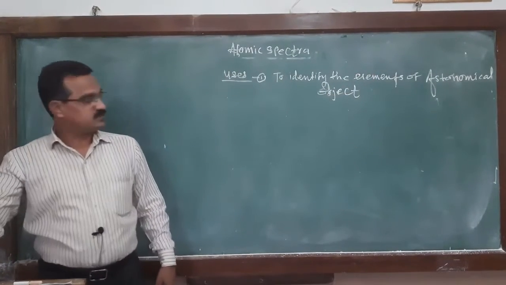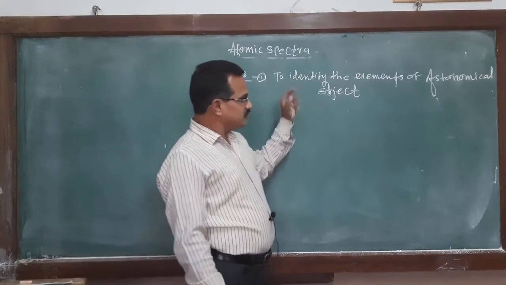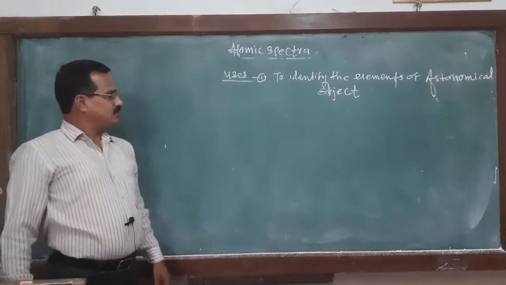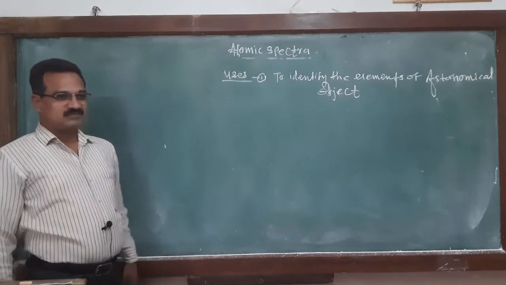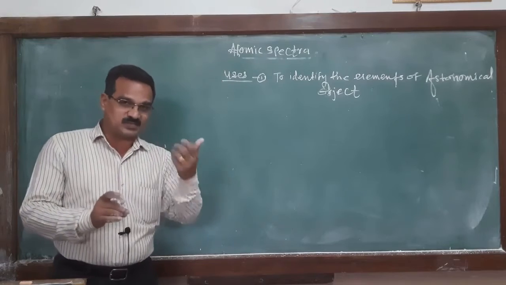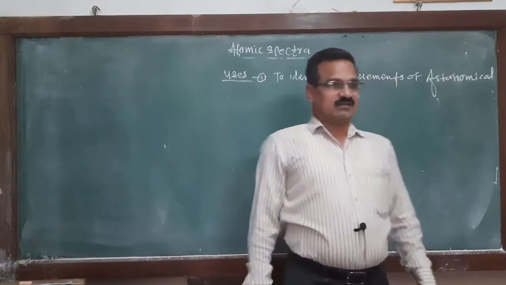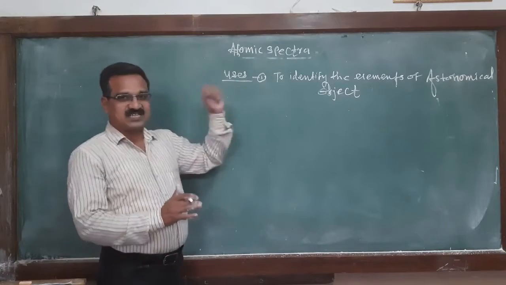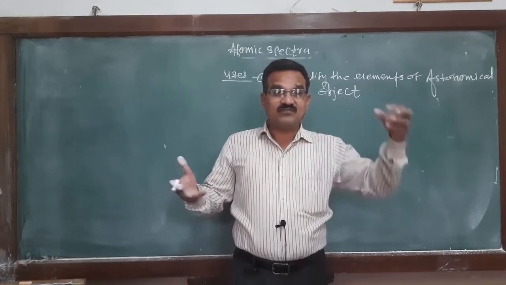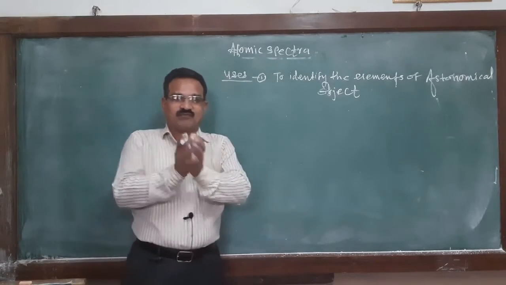What does it mean? Astronomical objects. It means that by measuring the spectrum of light from a distant object, and comparing that spectrum with the standard spectrum, an astronomer can easily find out what different elements are present within that star. Means what is the composition of it.